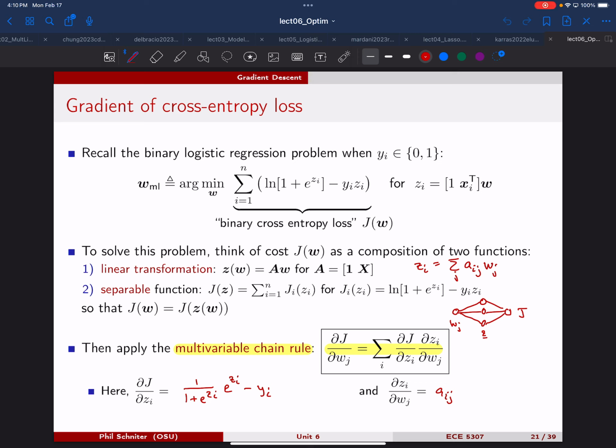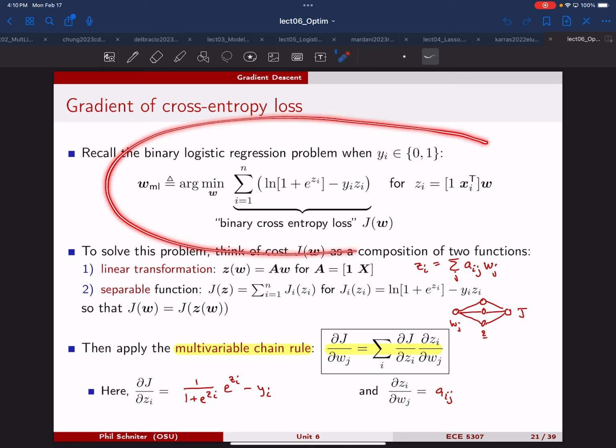So we are working on computing the gradient of this cross-entropy loss, which is what we need to do for logistic regression. What's challenging about this loss function is, as you can see, it's kind of complicated. So our approach is to break this up into two parts. The first is to realize that there's a linear relationship between our parameters W, the things we want to adjust.